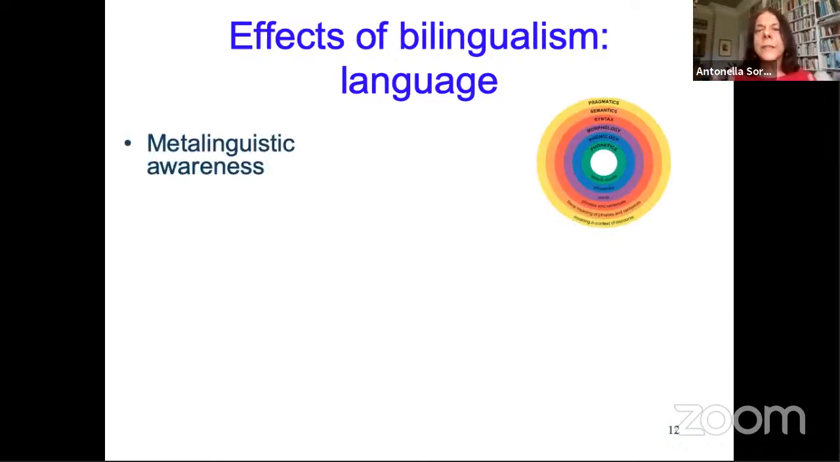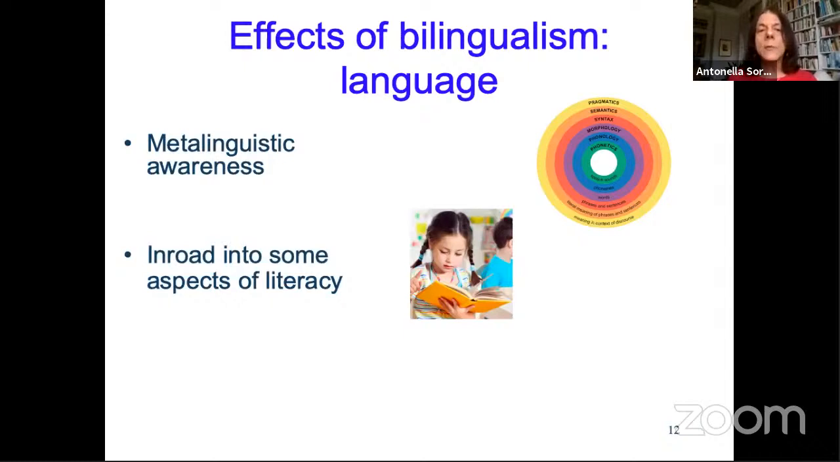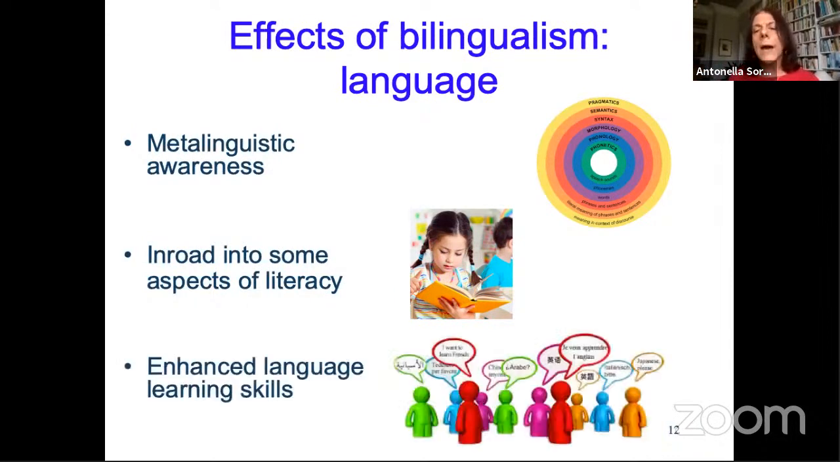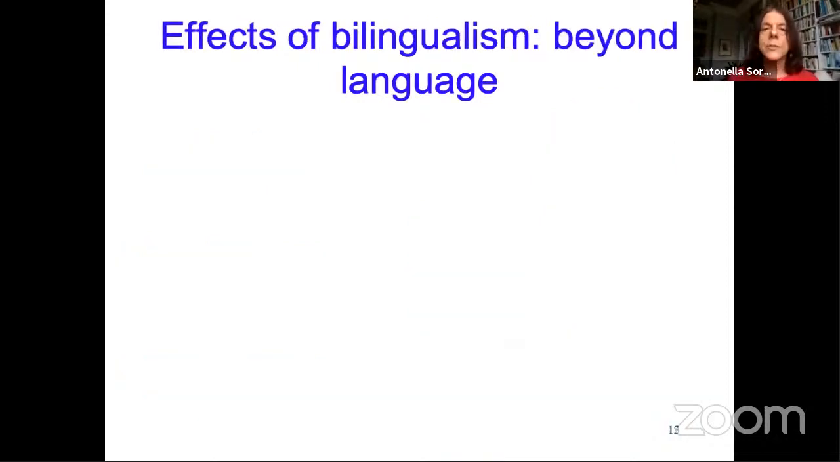In language, so effects of bilingualism on language, there is an enhanced metalinguistic awareness, or a boost to metalinguistic awareness, in children, for example, who hear two languages. There is an inroad into some aspects of literacy, again in bilingual children, not all aspects of literacy, but some are enhanced by bilingualism. If one is bilingual, learning a third or a fourth language becomes easier. So these are just some effects on language.